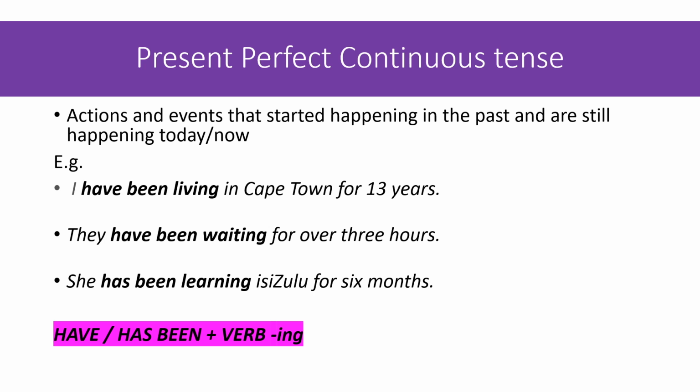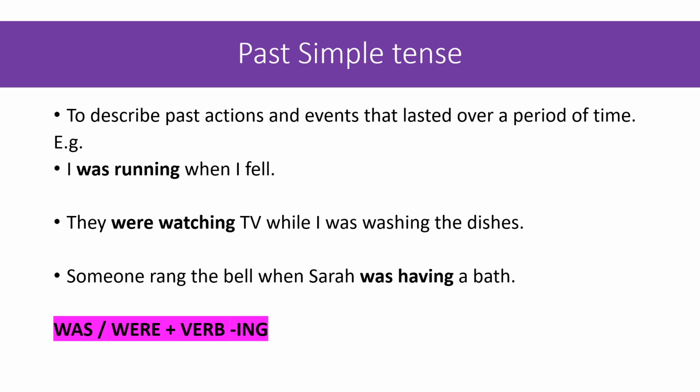Past simple tense. So this is to describe past actions and events that lasted over a period of time. So, I was running when I fell. They were watching TV while I washed the dishes. Someone rang the bell when Sarah was having a bath. A way to remember it is was or were plus your verb and ing.